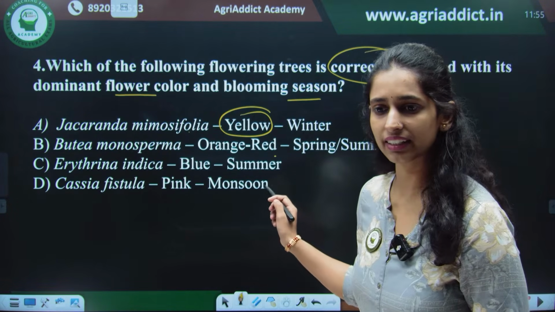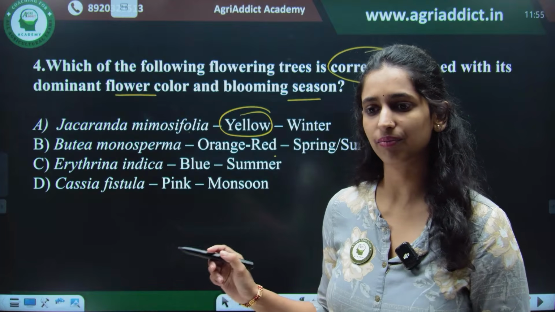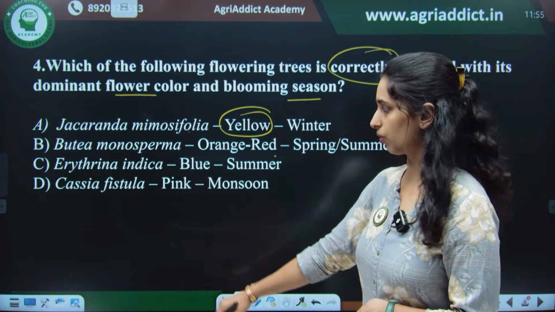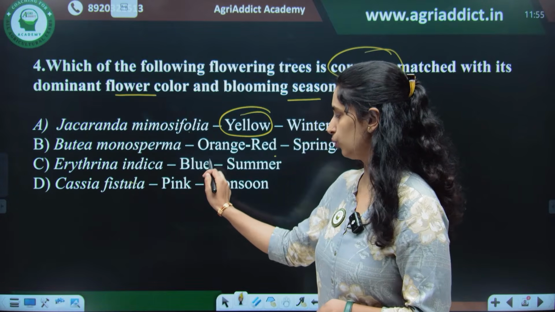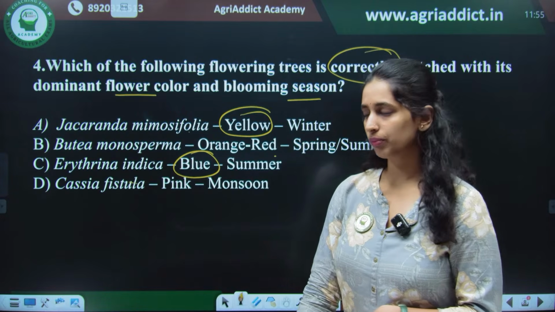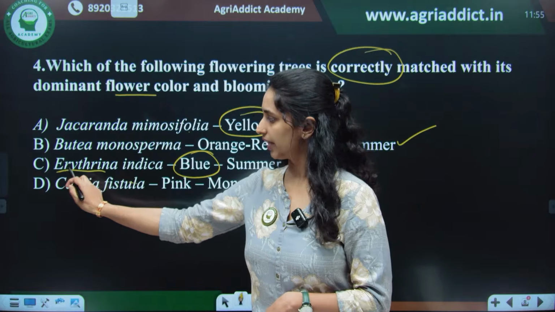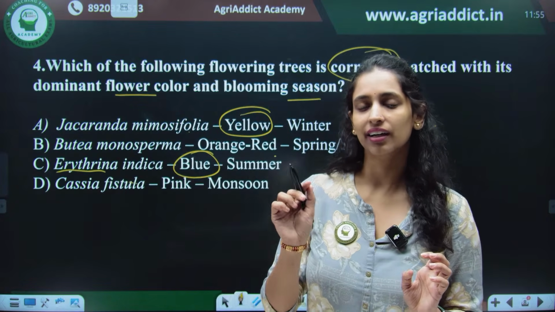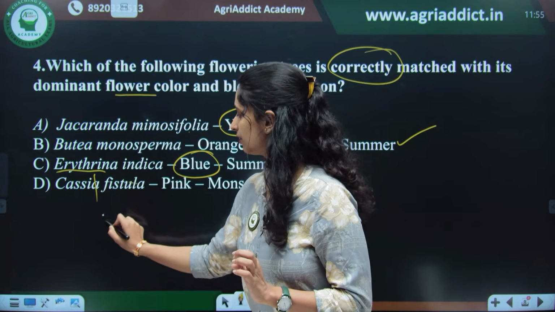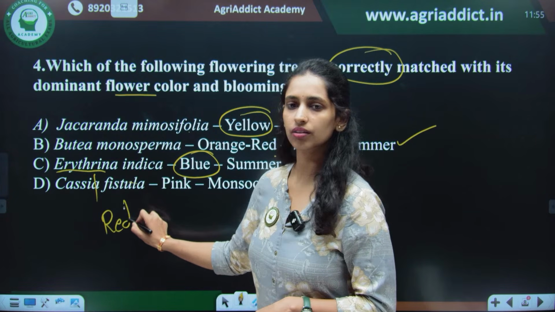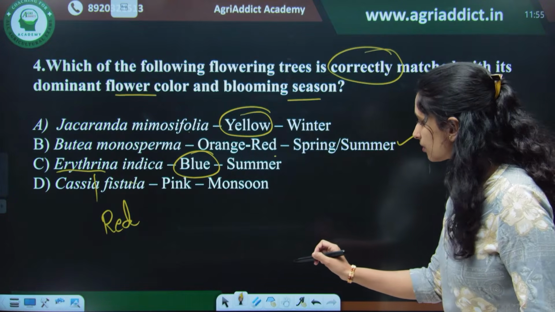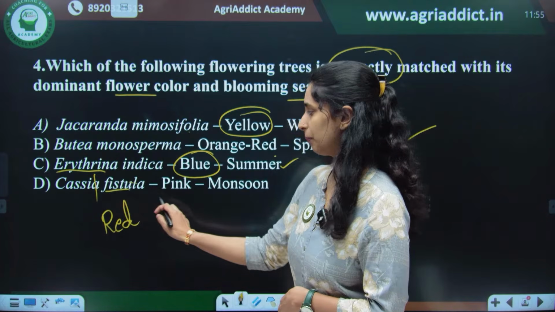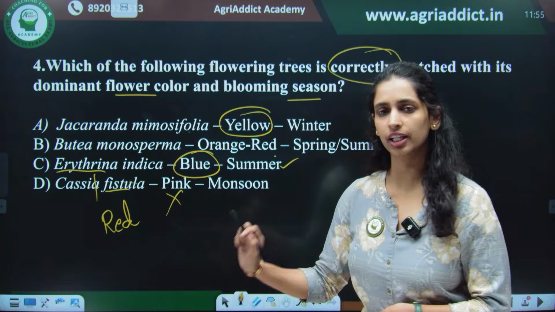So most of you are saying the second option, Gaurav, it's a correct answer. So we will see what is wrong in the other options also. Erythrina indica, blue color. It is wrong because erythrina itself is saying erythros. We call our blood cells erythros, no? Erythro means red. So it has red color. Next, it is correct. It blooms in summer. And Cassia fistula, pink. This is absolutely wrong, it is yellow color.